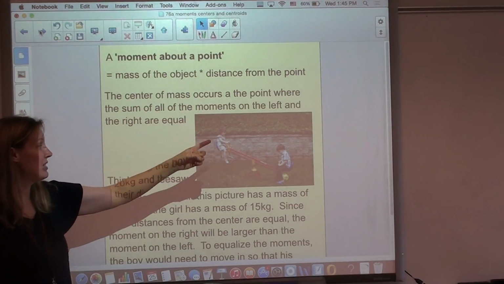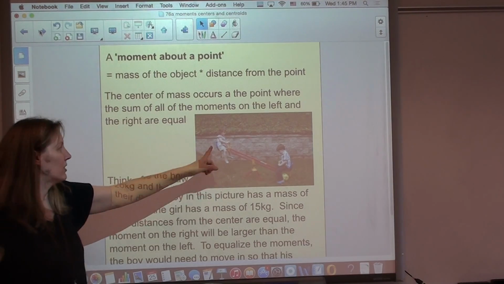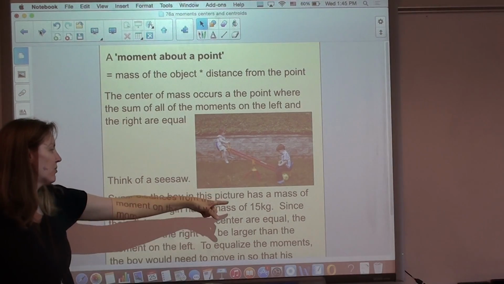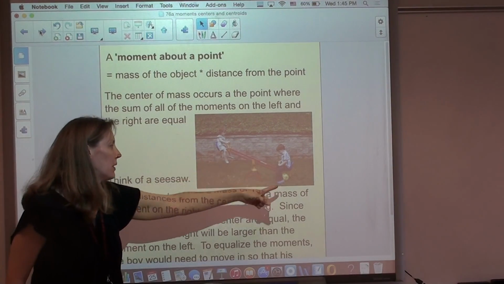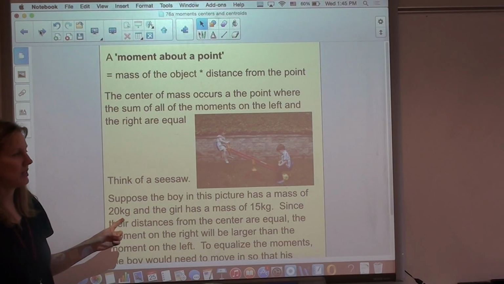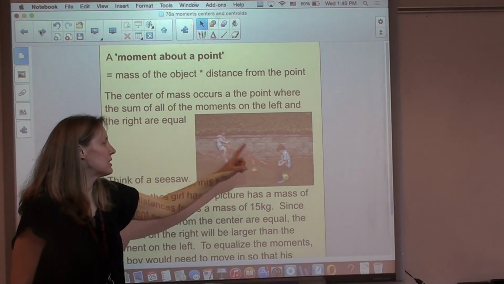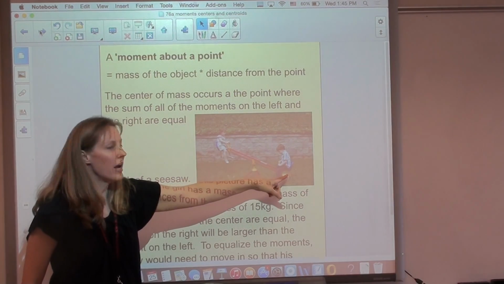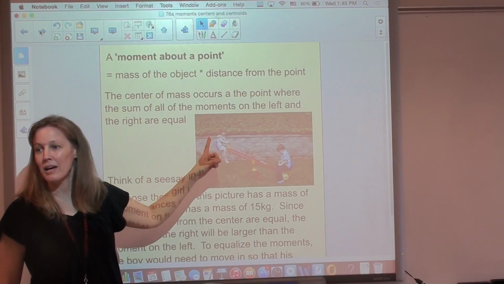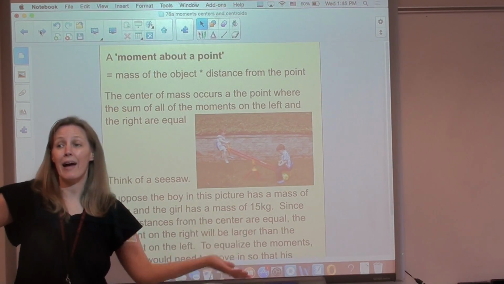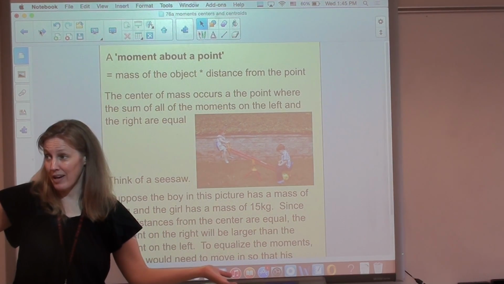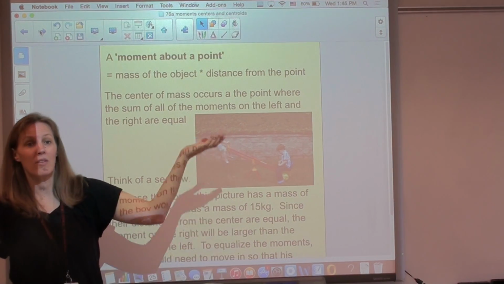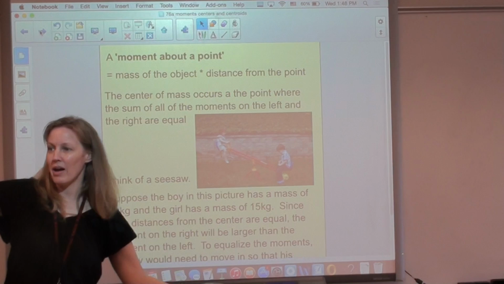Here's what we've got. For an example, we have a seesaw. We have a little girl and a little boy on the seesaw. The girl has a mass of 15 kilograms. The boy has a mass of 20 kilograms. Since they are the same distance from the center, the moment on the right is bigger than the moment on the left, and the seesaw is out of balance. If you've ever seesawed with someone who weighs more or less than you, it wants to go that way.